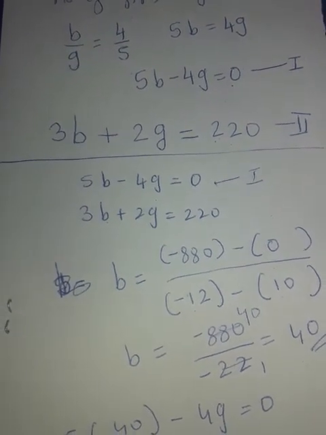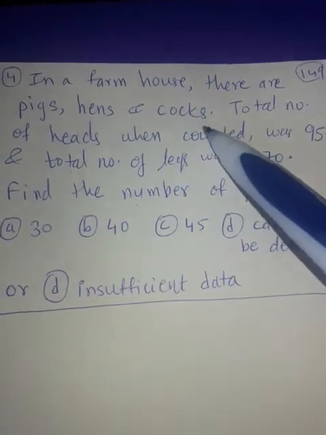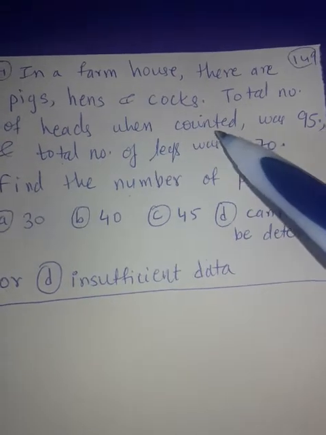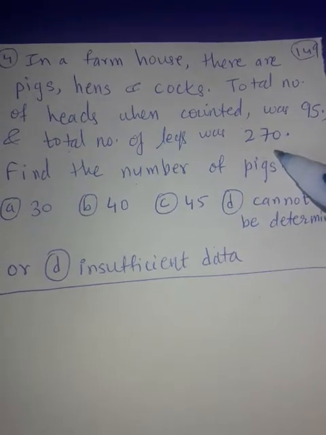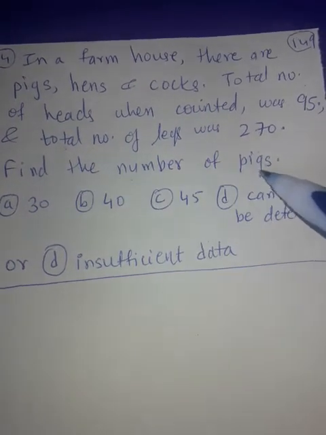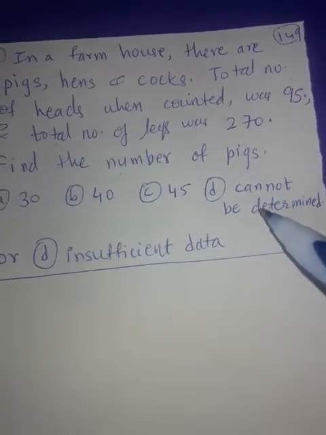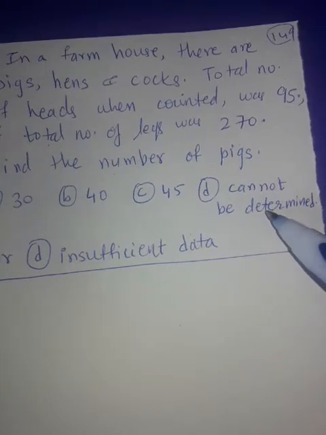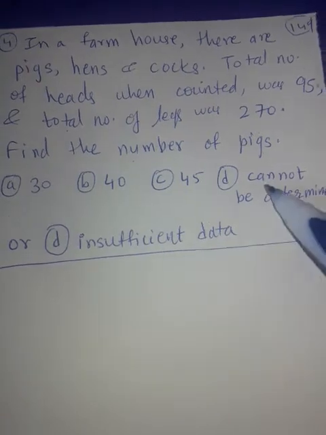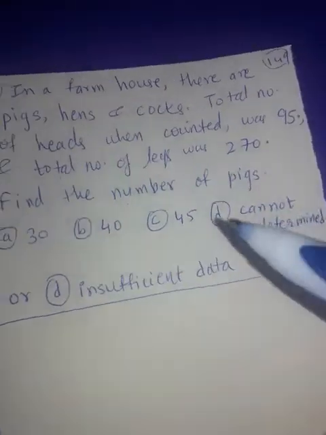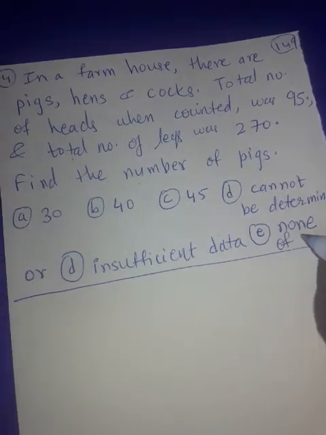So let's solve that. In a farmhouse, there are pigs, hens and cocks. Total number of heads when counted was 95 and total number of legs was 270. Find the number of pigs, and these were the options. 30, 40, 45, cannot be determined. Sometimes option is cannot be determined, sometimes option is insufficient data. So any of them is possible. And also there is one option, none of these. Right?